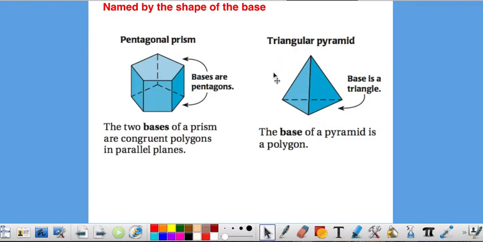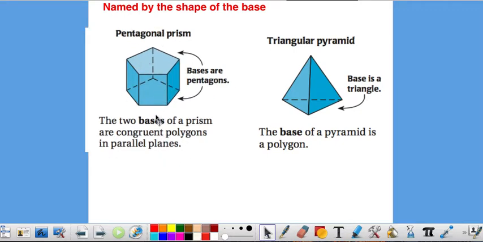One important thing to note is the base is not always on bottom. So sometimes you're going to see the same picture with this like tipped over on its side. That does not mean the base is a rectangle. The base is still a pentagon. The only time the base is ever a rectangle is if you have a rectangular prism. I'm going to say that again because it's really easy to get it confused. The only time the base is ever a rectangle is if it's a rectangular prism.